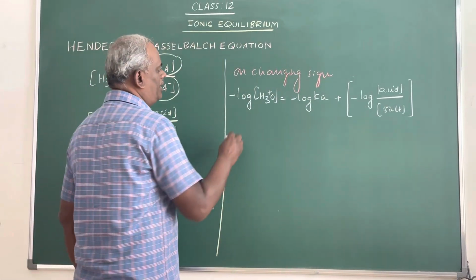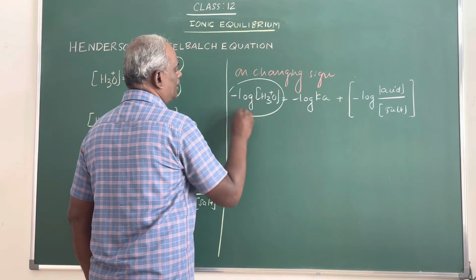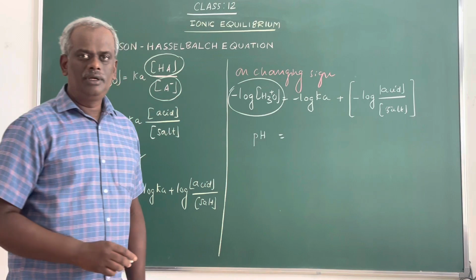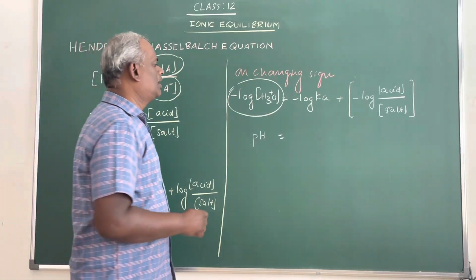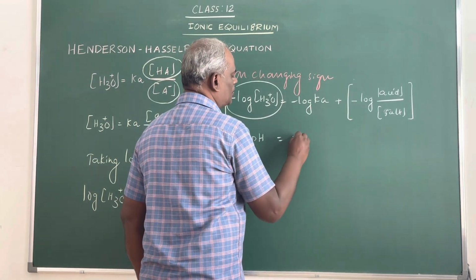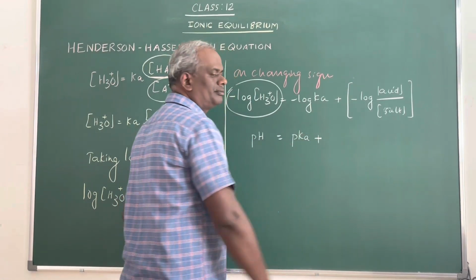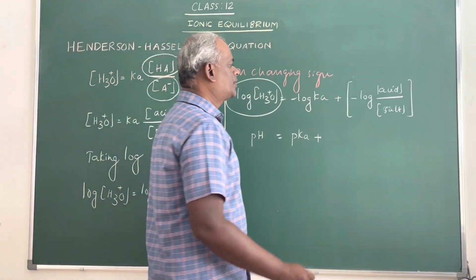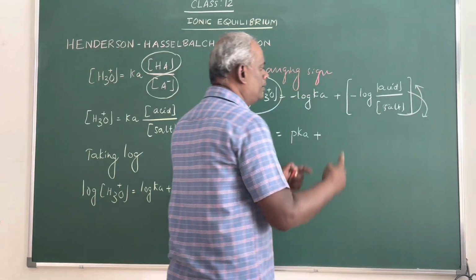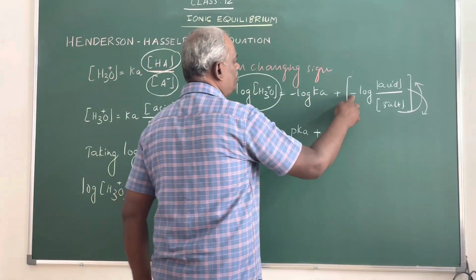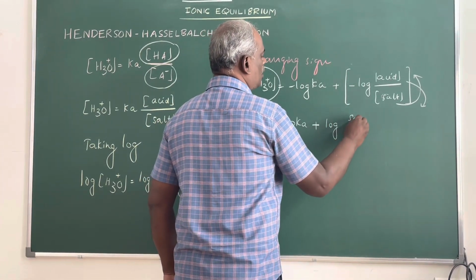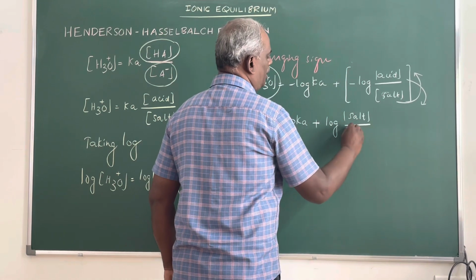And we know that the minus logarithm of hydronium concentration is nothing but pH. We know the definition for that. pH is nothing but minus logarithm of hydronium ion concentration. And minus log of Ka is nothing but pKa plus. Now, the salt is taken to the numerator and acid is taken to the denominator. If you invert that, the sign can be changed so that we can say log of salt by acid.